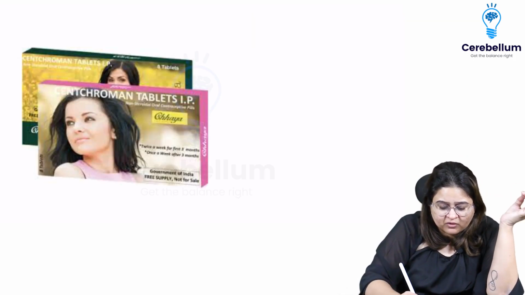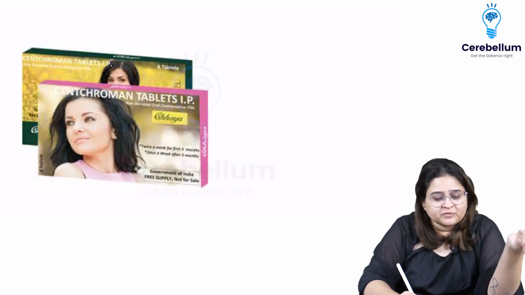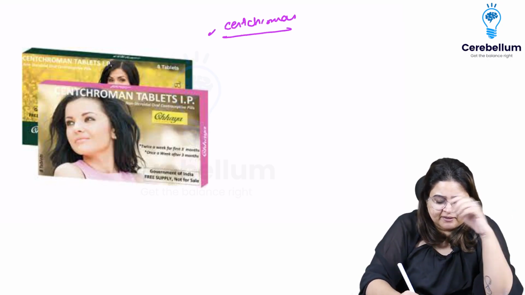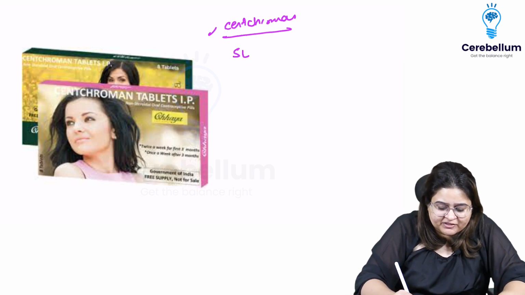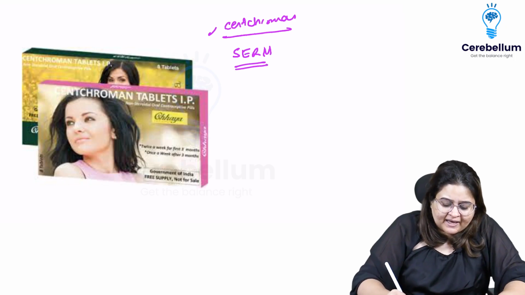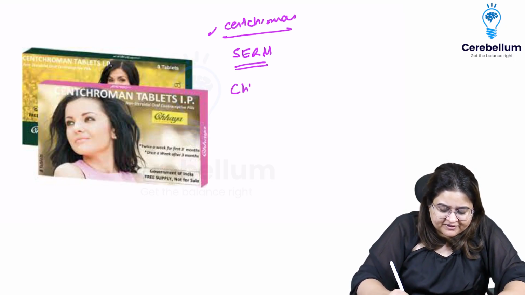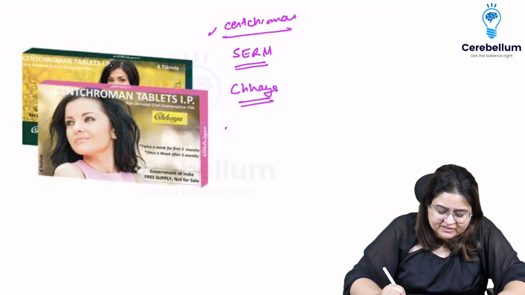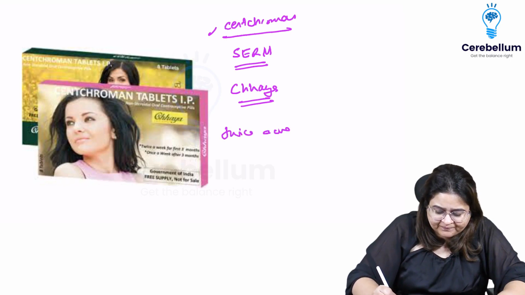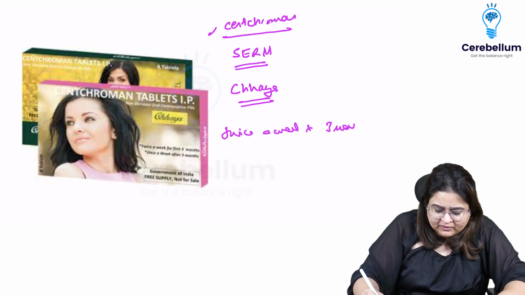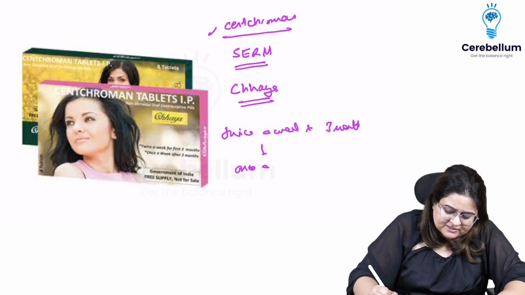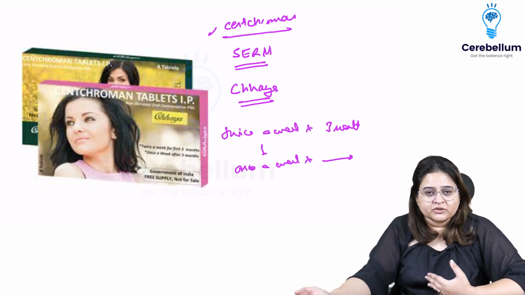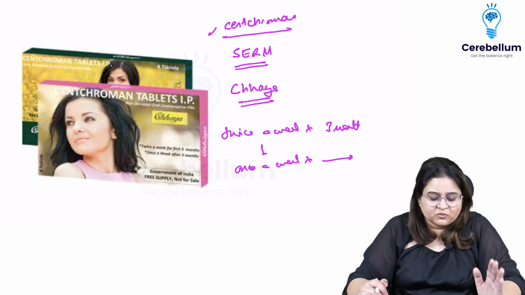Now, an Indian made contraceptive, and because it's Indian made, it's very likely to be asked in the exam, is Centroman. Centroman is basically a selective estrogen receptor modulator. Important to know is that it is marketed in India by the name of Chaya, earlier Saheli, now as Chaya. How is it given? It's given twice a week for 3 months. Then you give it once a week for whenever she wants to continue the packet. Okay, so this is about Centroman.